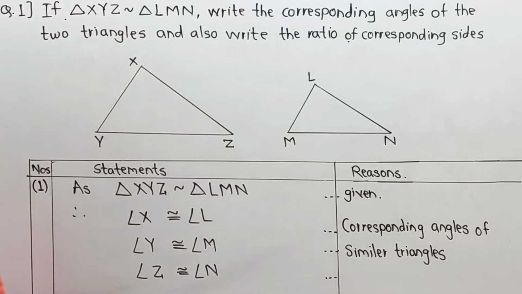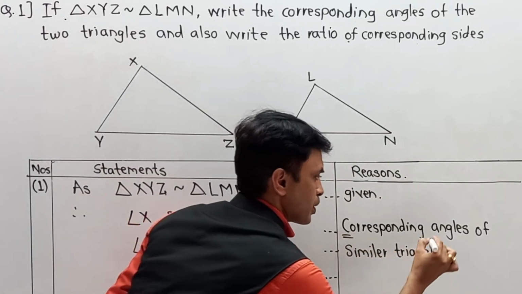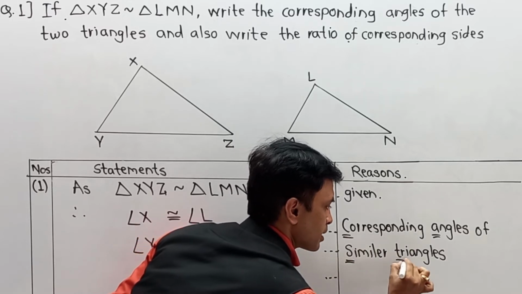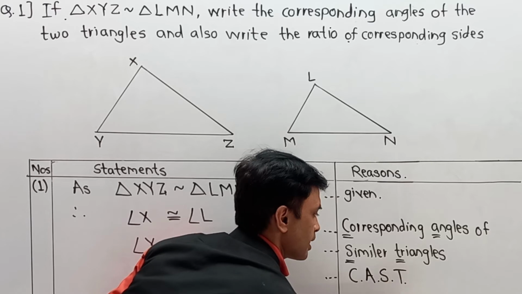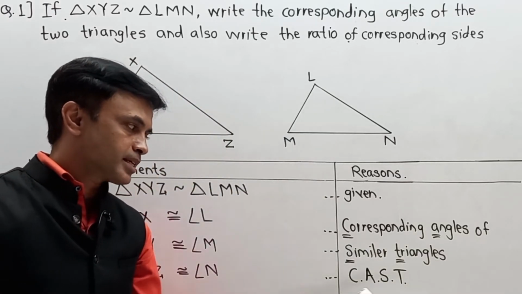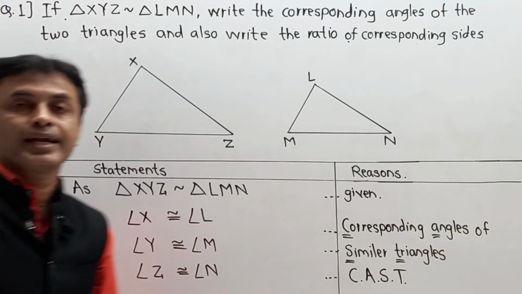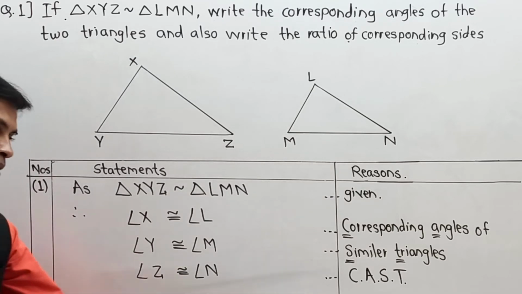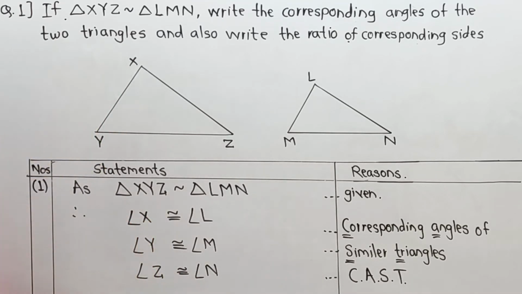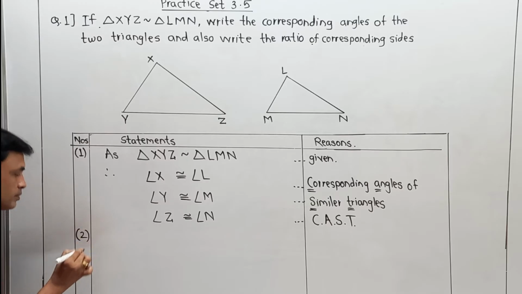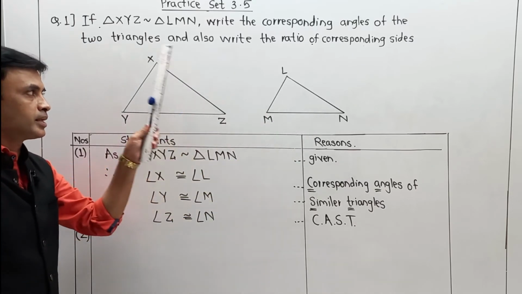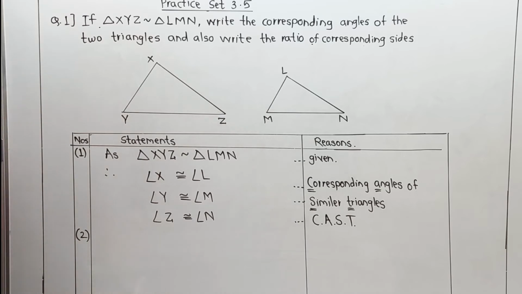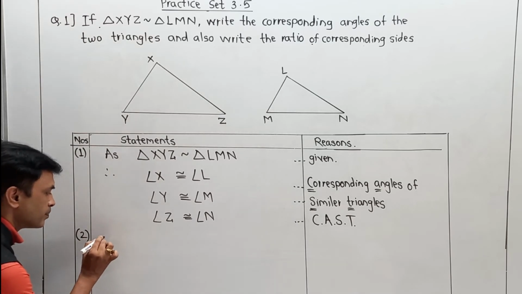Now, remember one part. It can also be written as corresponding angles of similar triangles, in short CAST, corresponding angles of similar triangle. This is the shortcut, and you can use it during writing because it is valid. After that, we are going to write the ratio of corresponding sides. So the second part is XY upon LM is equal to YZ upon MN is equal to XZ upon LN.